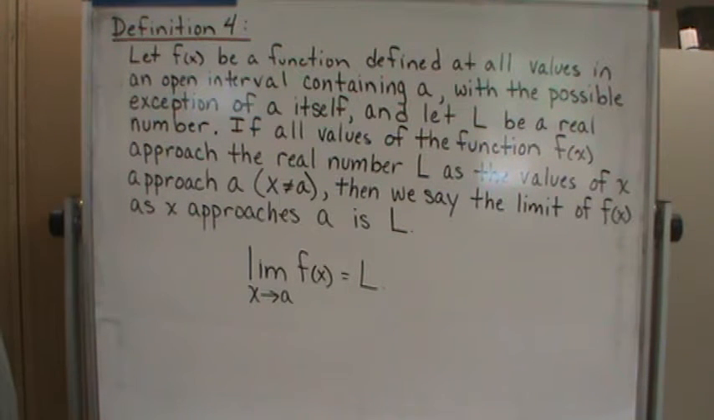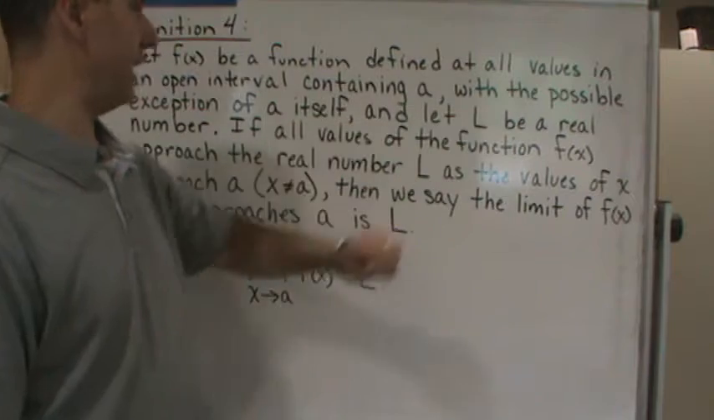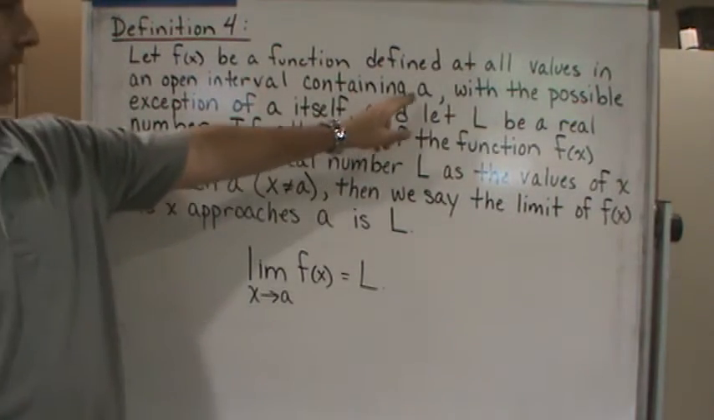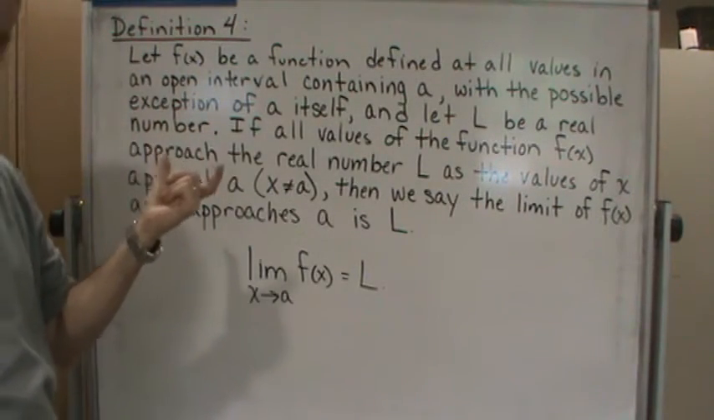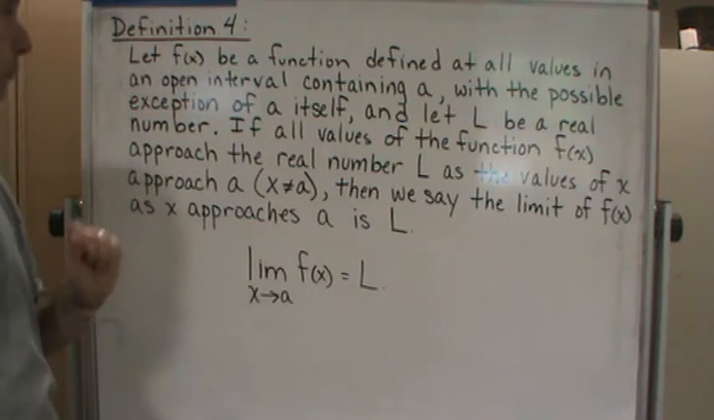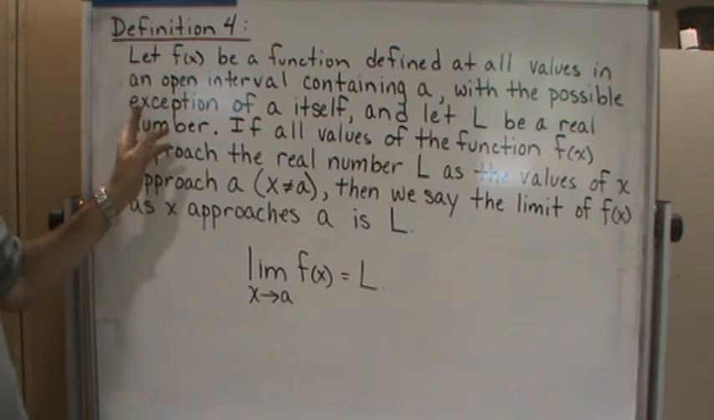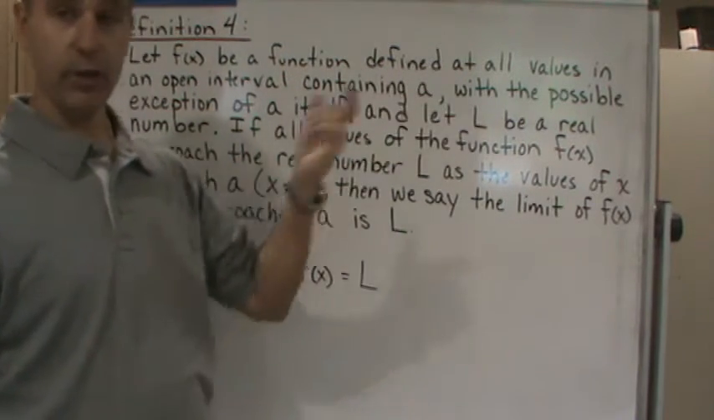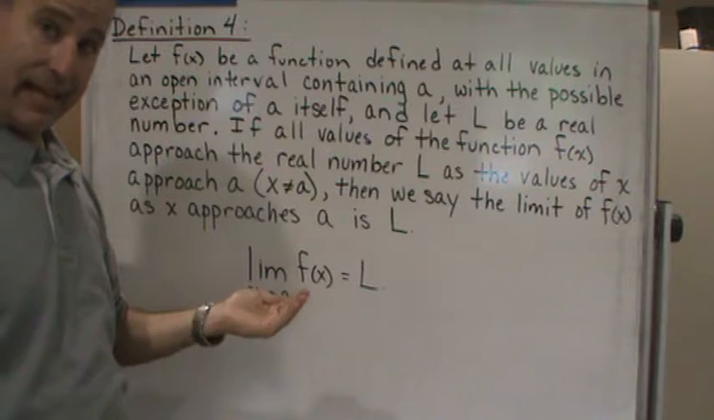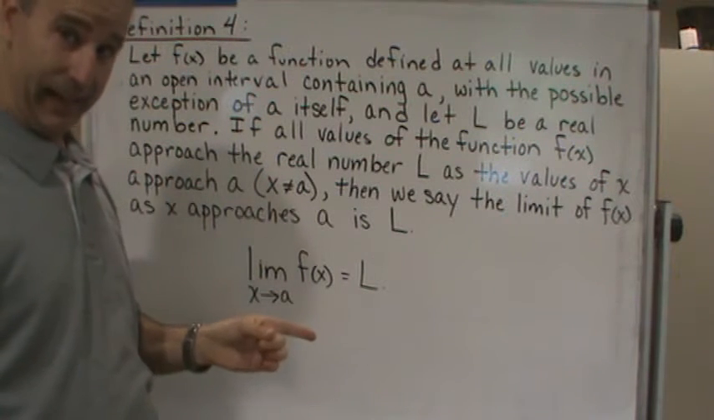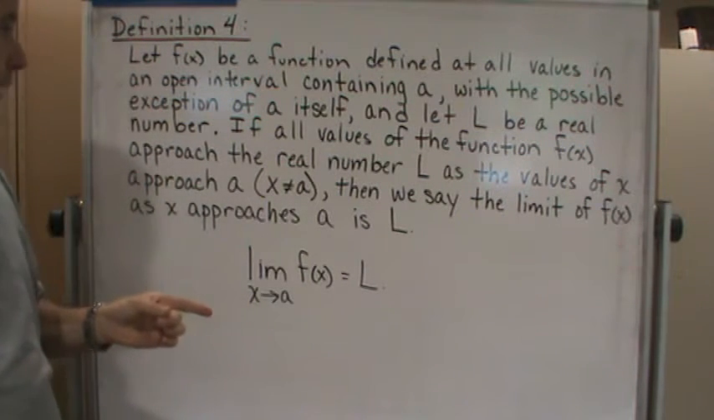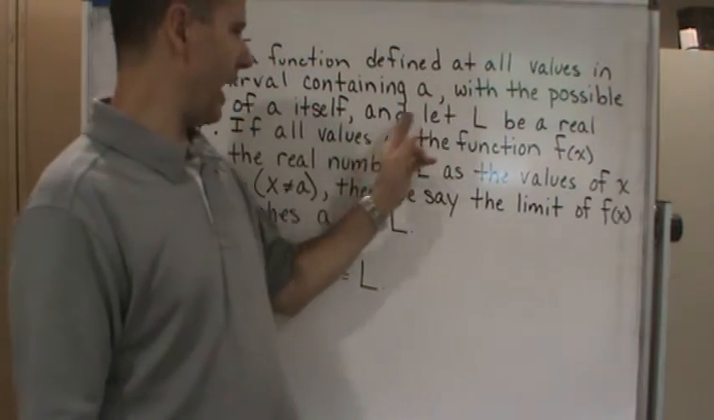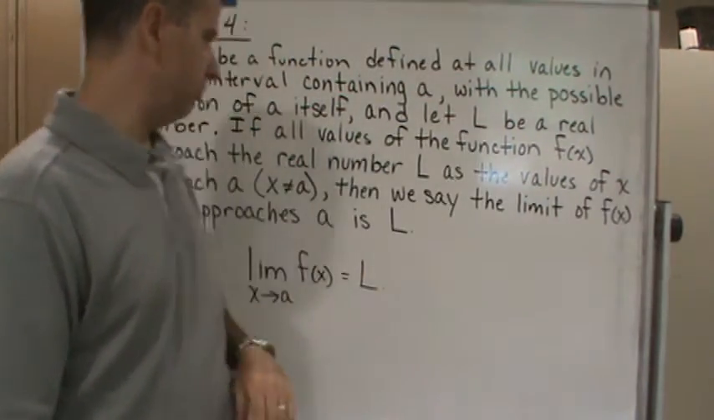Okay, so what it says here in definition 4 is: let f of x be a function defined at all values in an open interval containing a. So this is what we call a neighborhood of a, with the possible exception of a itself, which means it's going to be defined at all values in the open interval that contains a, except possibly at a. Okay? Now, it also says, and let L be a real number.